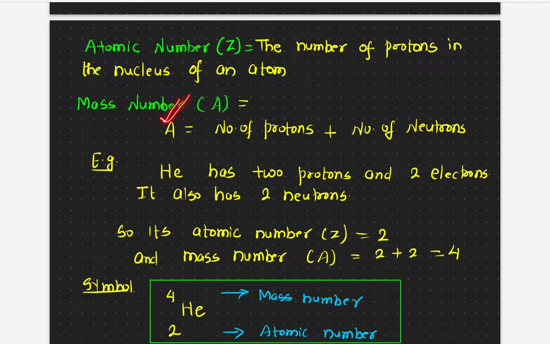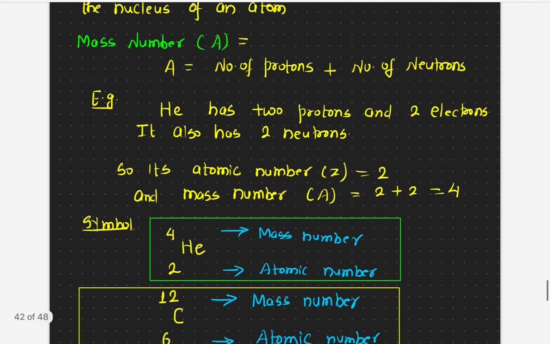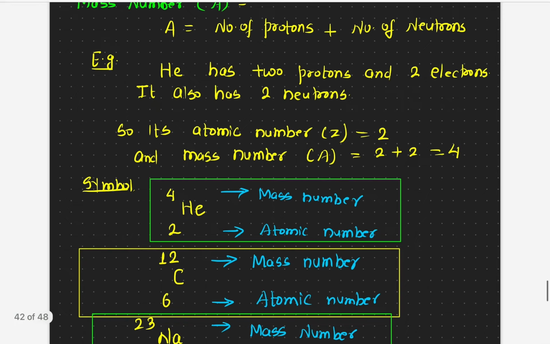Now the mass number. The mass number simply means the number of protons and the number of neutrons together. Let me give you an example. Helium, as an example, has 2 protons, 2 electrons and 2 neutrons.